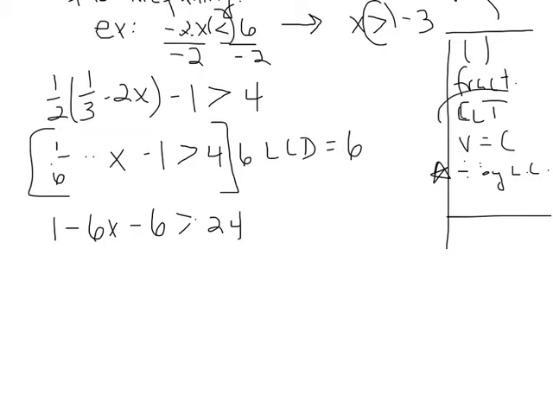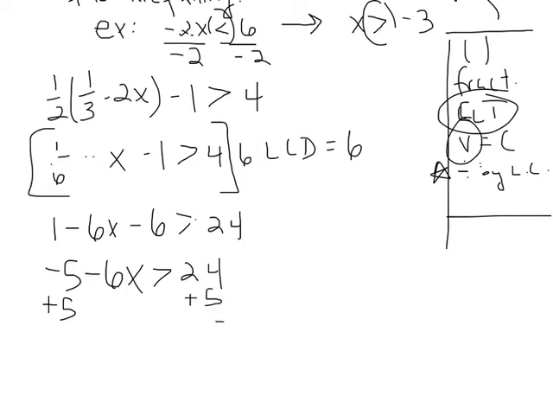The next step here is to combine like terms. Negative 5 minus 6x is greater than 24. My variables are already on the left. I just have to get my constants over to the right. So I'm going to add 5 to both sides. Negative 6x is greater than 29.